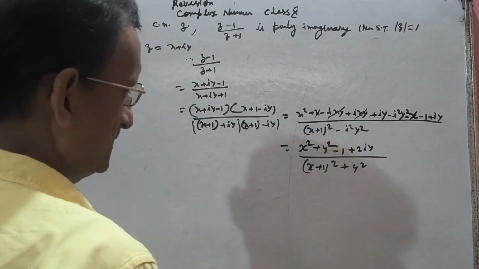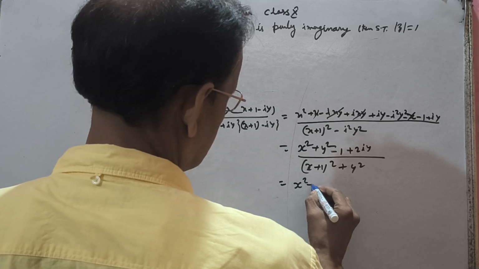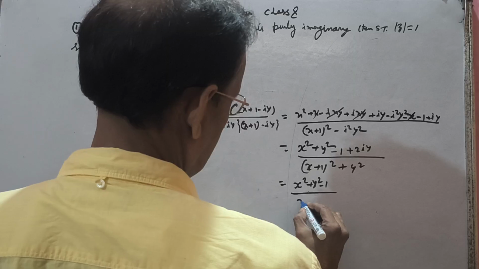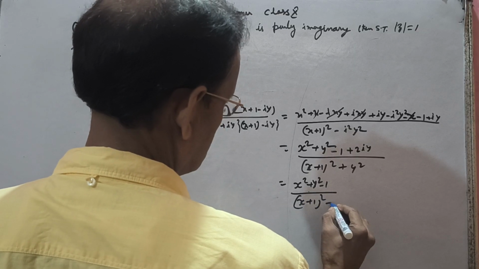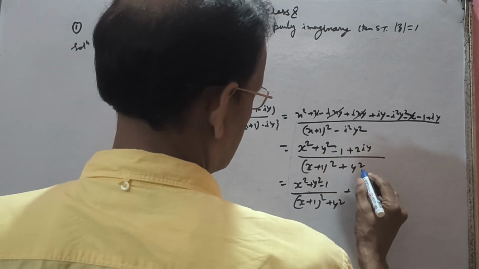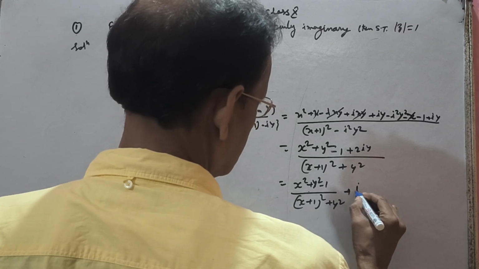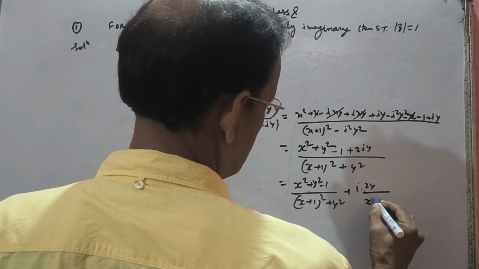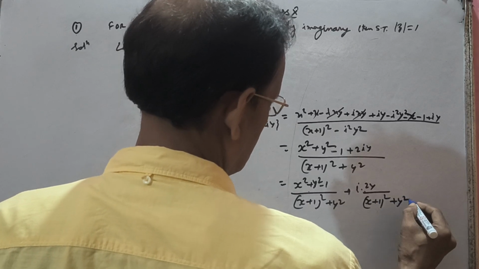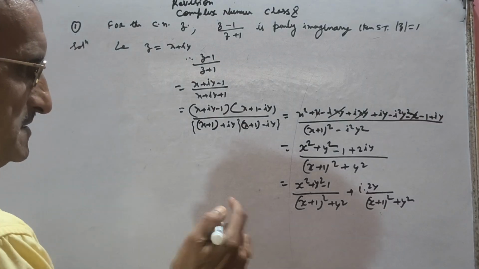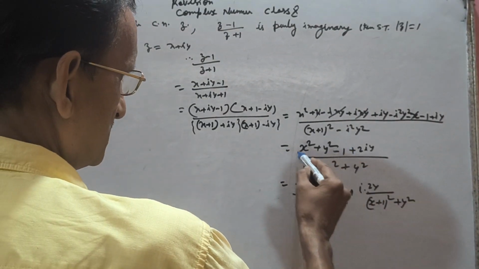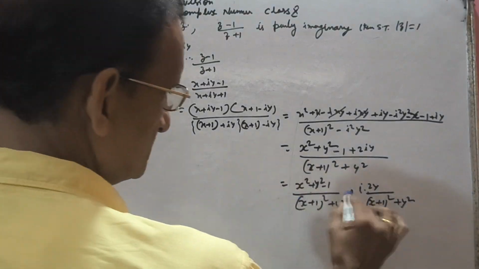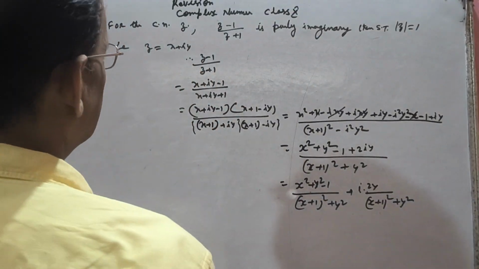Expressed in the form of a plus ib: x square plus y square minus 1 by x plus 1 whole square plus y square, plus i into twice y by x plus 1 whole square plus y square. Understood? See, expressed in the form of real part and imaginary part separately. Always you will express it in the form of a plus ib.